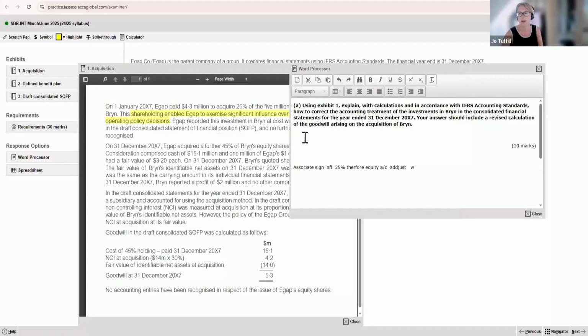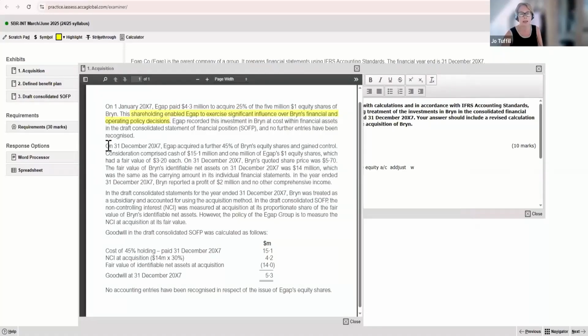So that's how you would write that. Now, ideally, I would have written it in there, but obviously I can't copy and paste it, just so you know. So then the second bit is on the 31st of December. So a whole year later, it acquired a 45% interest in shares and gained control. So this is where we're now saying it's now a subsidiary. Cash consideration of 15.1 million and 1 million equity shares, which have a fair value of 3.2 each. So that's how we bought that extra 45%. We bought it through cash and shares issued. So we would have issued those shares to the previous shareholders of the entity, Bryn.